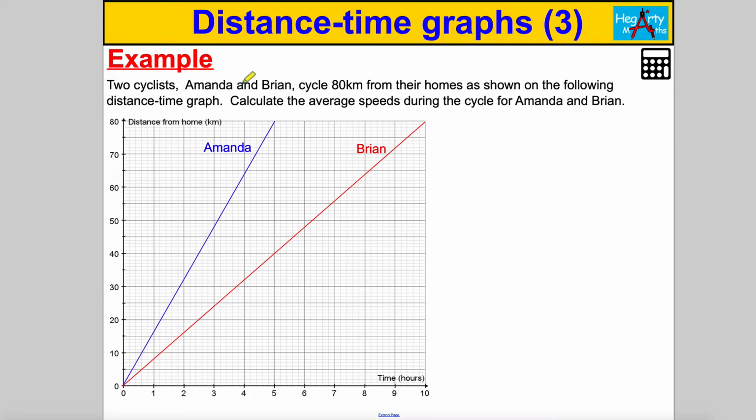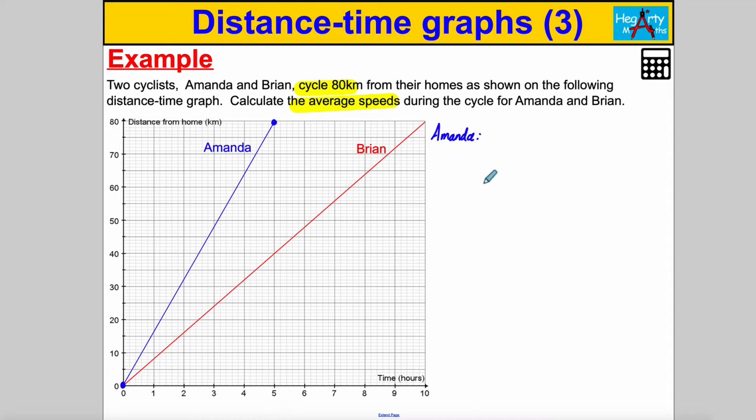So we've got two cyclists, Amanda and Brian. They cycle 80 kilometers from their homes. Calculate the average speeds for Amanda and Brian. So Amanda here, her average speed, well, we can work out the gradient of her line. She goes 80 kilometers in 5 hours.